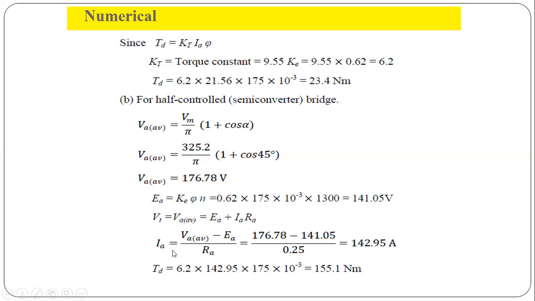Now, as from the previous solution, the terminal voltage or armature voltage is EA plus IA RA. So according to that, we can find out the value of armature current. For that, we get the formula for armature current, that is (VA minus EA) upon RA, which equals 142.95 ampere. According to that, we can put this value in the torque equation and find out the value of deflecting torque, that is 155.1.